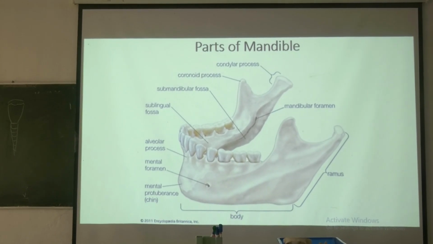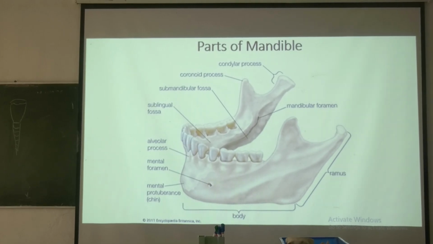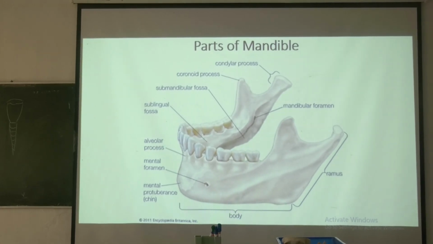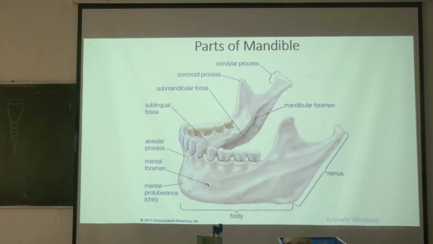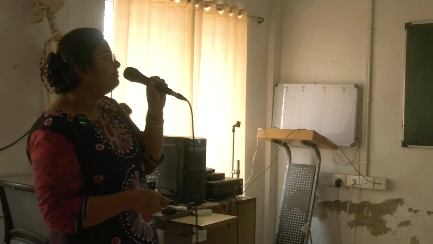Another fossa is there. That is submandibular fossa. This is the location for submandibular salivary gland. Three pairs of salivary glands are present: parotid gland, sublingual gland, and submandibular gland. Parotid gland is located near the ear, near the temporal region, and these two are located near the mandible. The sublingual fossa and submandibular fossa. Sublingual gland and submandibular gland. Okay, understood? So this is the location of sublingual fossa.